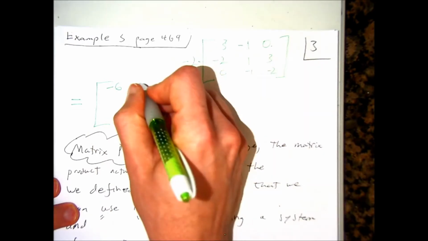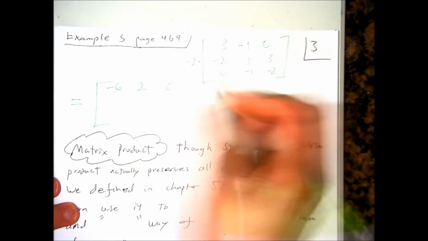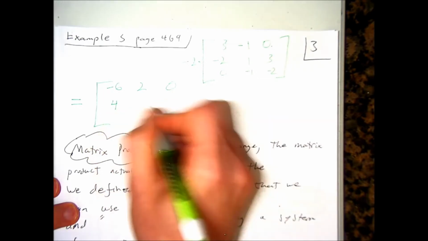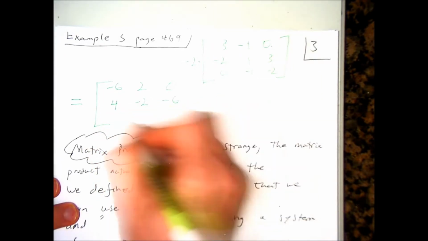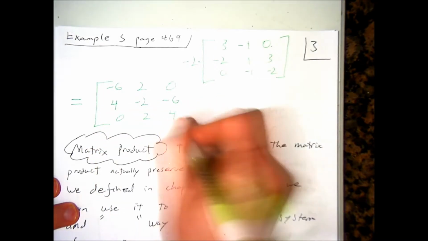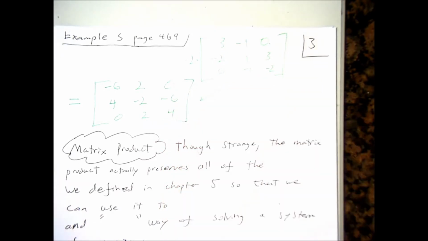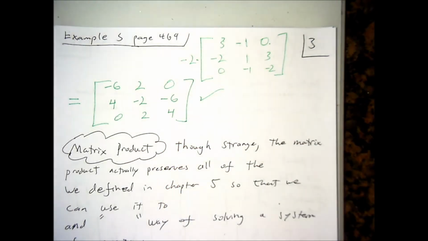Negative 2 times negative 1 is 2. 0. Negative 2 times negative 2 is 4. Negative 2, negative 6, 0, 2, and 4. Done. There's not much more to say about that, so I won't say any more about that.